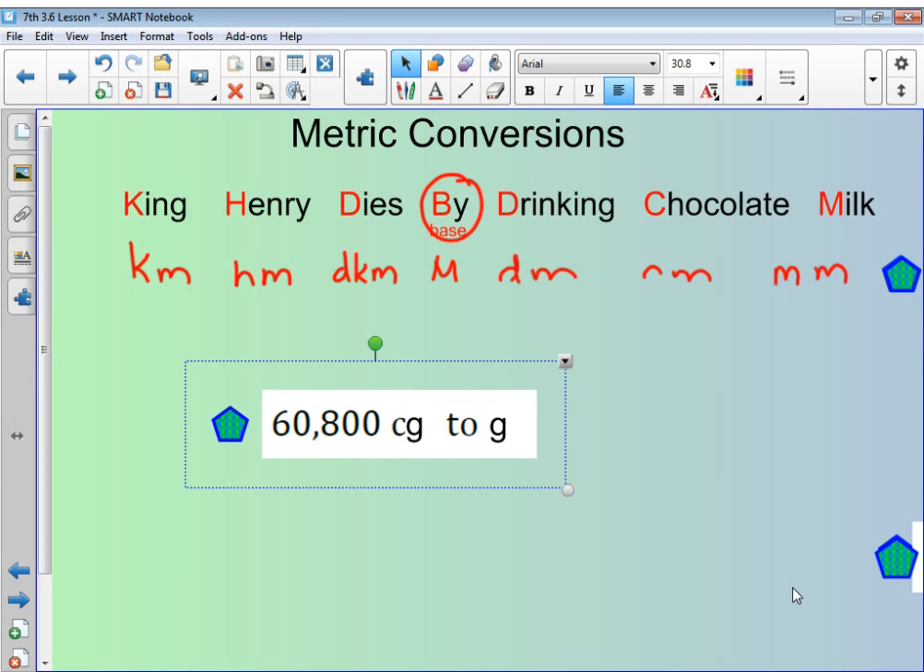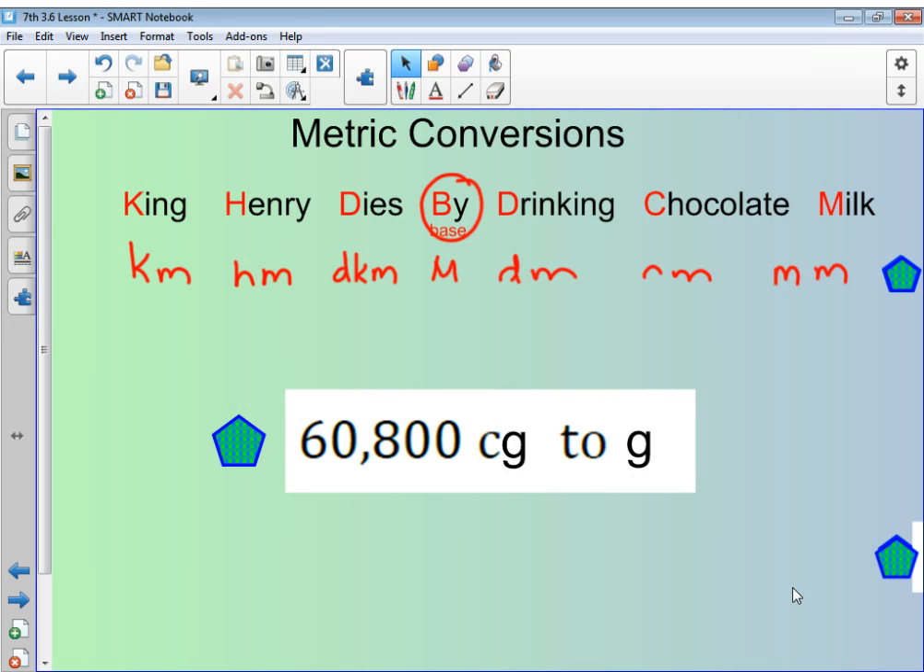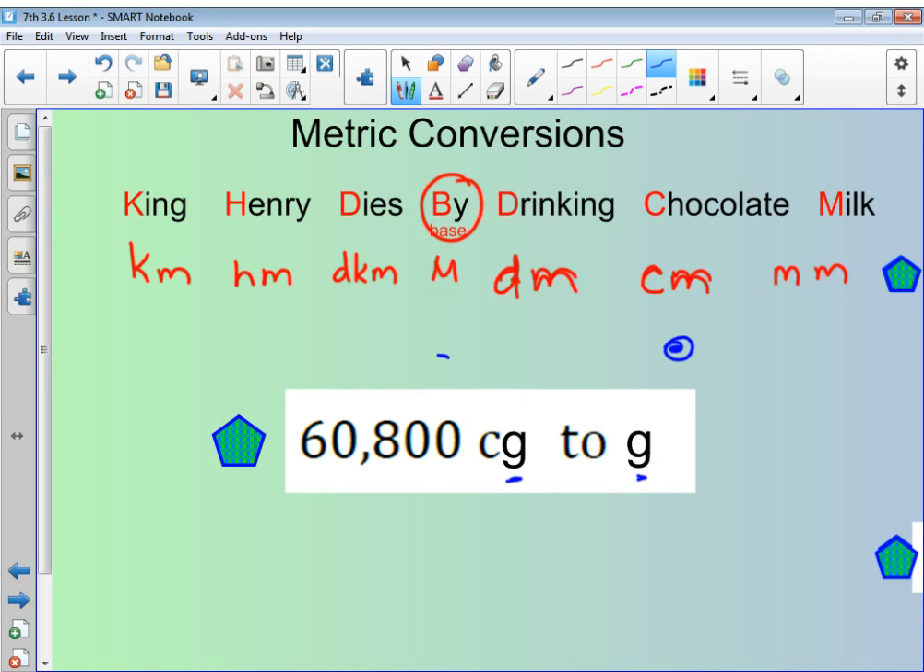So here we've got centigrams to grams. So I don't have grams up here, so I'm just going to remember that wherever I have an M, a G could take that place. So, whoops, it looks like I erased part of my things here. Okay, so let's see. If I go centigrams, well, here's centimeters, same thing. So I'm going to start there, and I need to get to grams. So where there's just a plain G is right here. That would be just a plain M. So 1, 2 places to the left. So my decimal not shown means it's here.